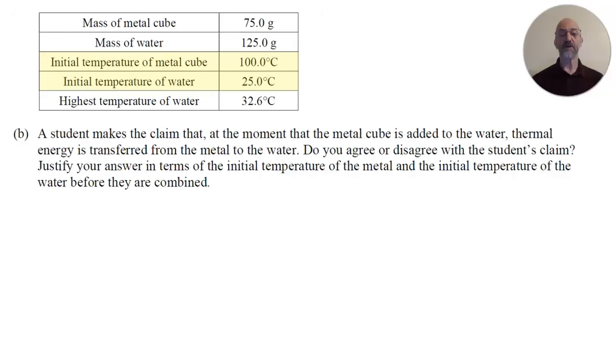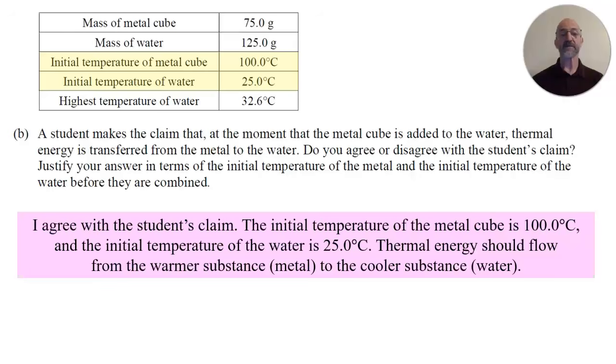From the metal to the water makes sense because the initial temperature of the metal is 100 degrees Celsius and the initial temperature of the water is 25 degrees Celsius. So yes, I agree with the student's claim. The initial temperature of the metal cube is 100 degrees Celsius and the initial temperature of the water is 25 degrees Celsius. Thermal energy should flow from the warmer substance, the metal, to the cooler substance, the water. All right, well, those are the answers to question 4.